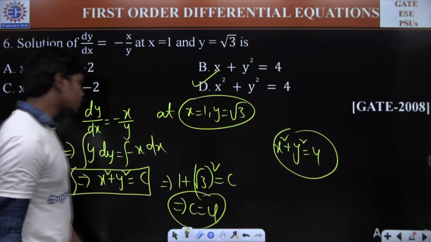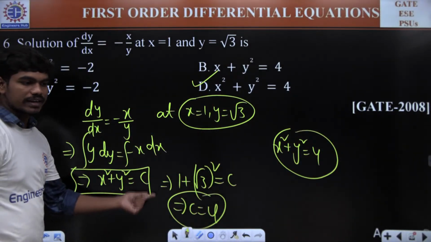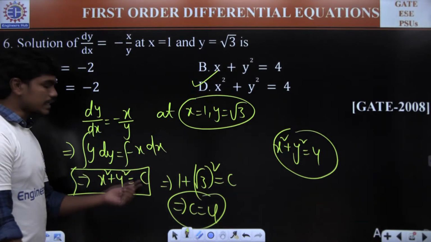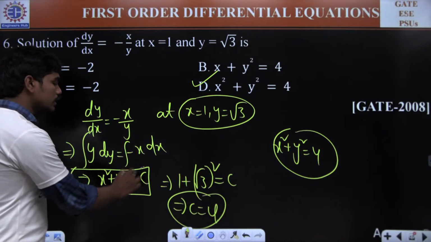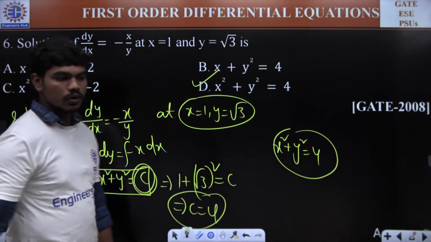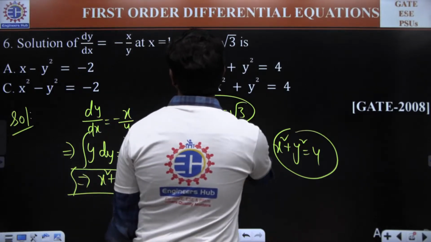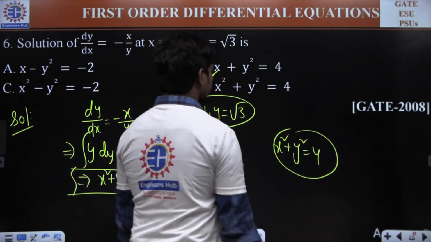Look, in yesterday's class, I told you this arbitrary constant has to be simplified, correct? So x square plus y square is equal to c is same as x square plus y square is equal to 2c, because this constant here is arbitrary constant. Okay, you can take any value. So x square plus y square is equal to 4 is the actual correct answer.